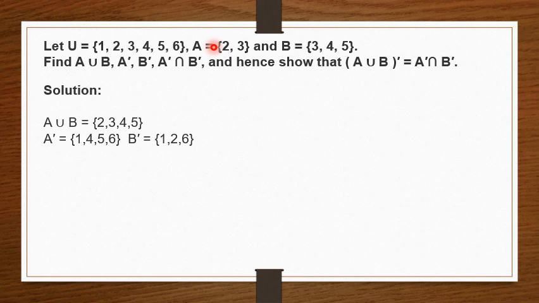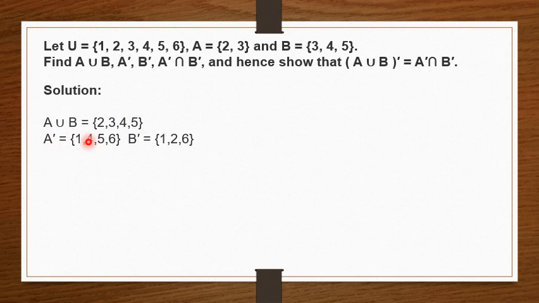First, we find A union B. A union B consists of the numbers from A and B. So 2, 3, 3 is already written. So 4, 5. 2, 3, 4, 5. So A union B consists of the numbers 2, 3, 4, 5.